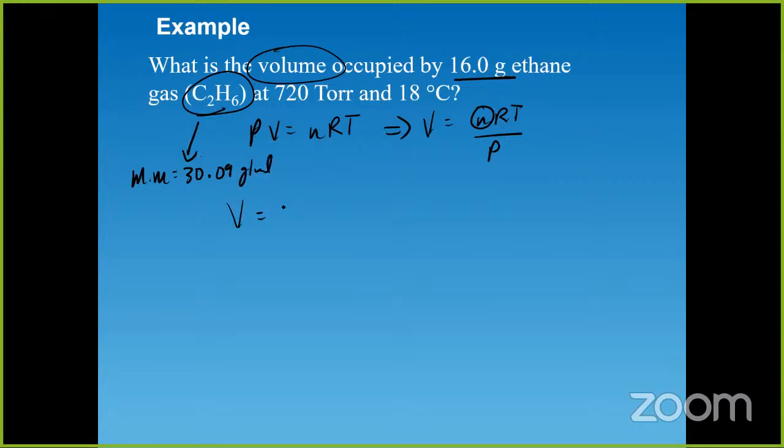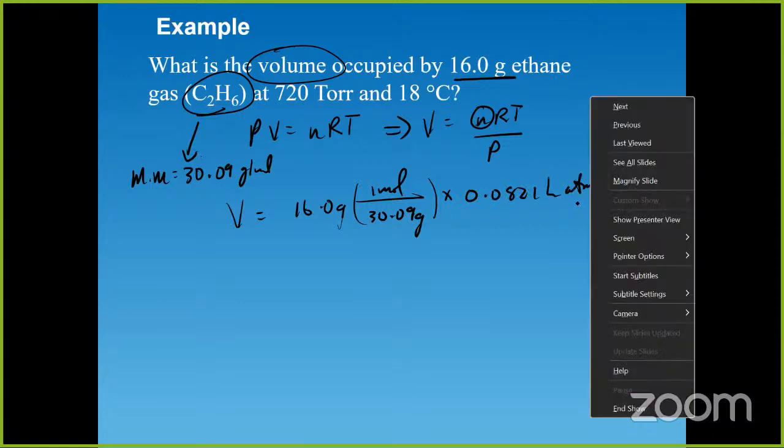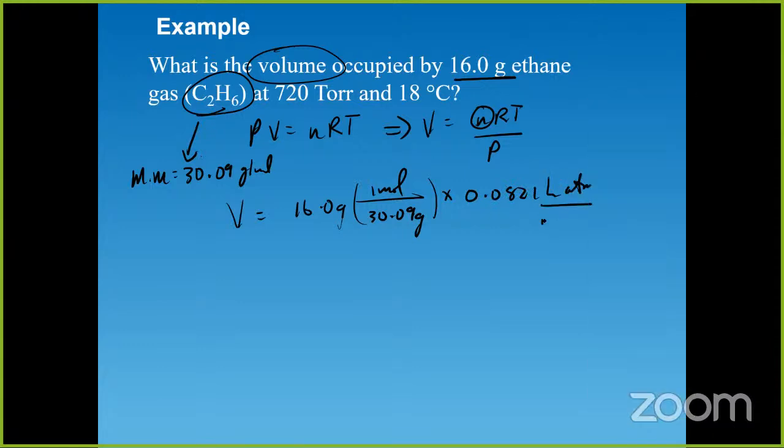All right. So the volume would be equal to the number of moles, which is 16.0 grams multiplied by 1 mole divided by the molar mass, which is 30.09 grams. So what I've just calculated here is n. Then the next thing that follows would be R, which is always 0.0821 liters atmospheres over mole Kelvin. And then we multiply by the temperature.